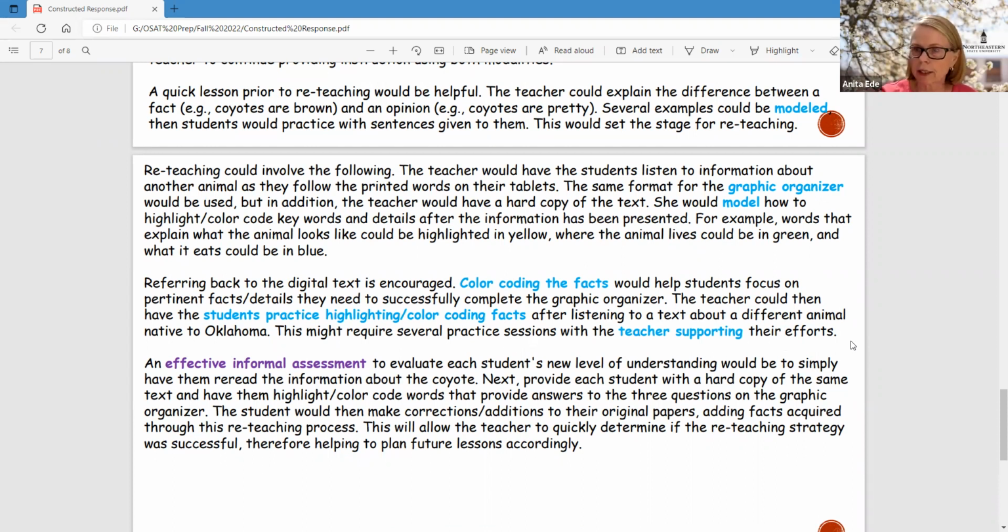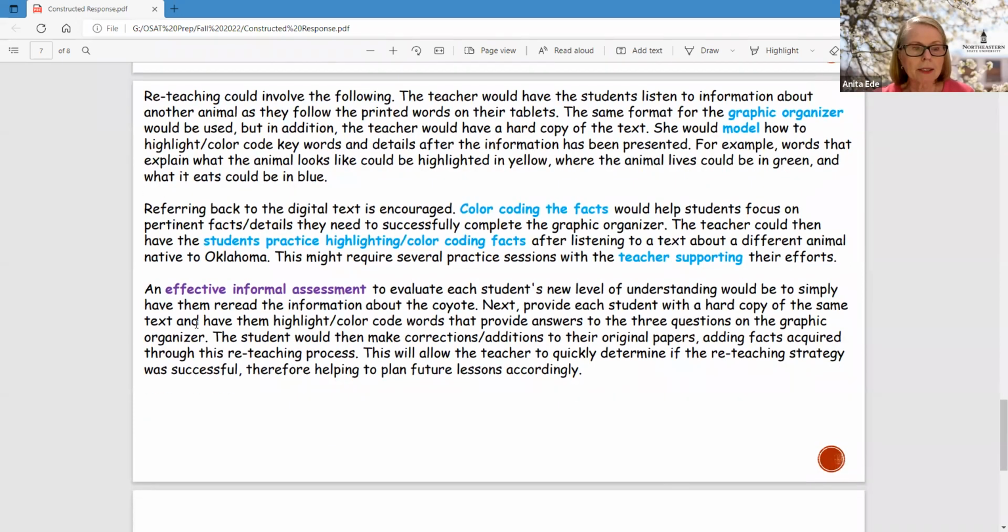She starts out up here at the beginning with the modeling. She has the graphic organizer. She has a hard copy of the text. She models how to highlight and color code keywords and details. And then she has them come back and do it themselves. So she's modeling, she's having the students independently practice, and then she's supporting their efforts.